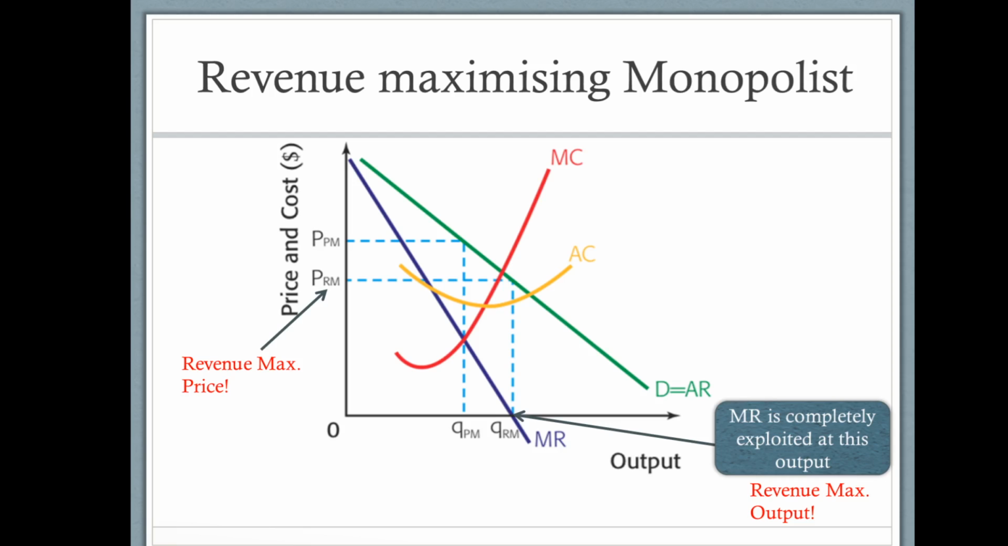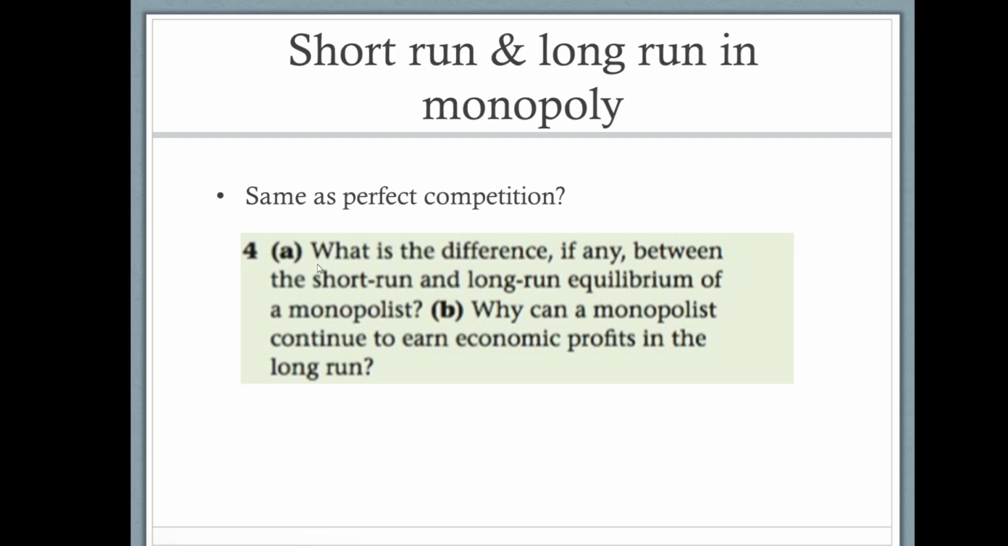After this, let's take a look at this question. Compared to perfect competition, what is the difference, if any, between the short run and long run equilibrium of a monopolist? In perfect competition, if we are earning an economic profit in the short run, what will happen in the long run?